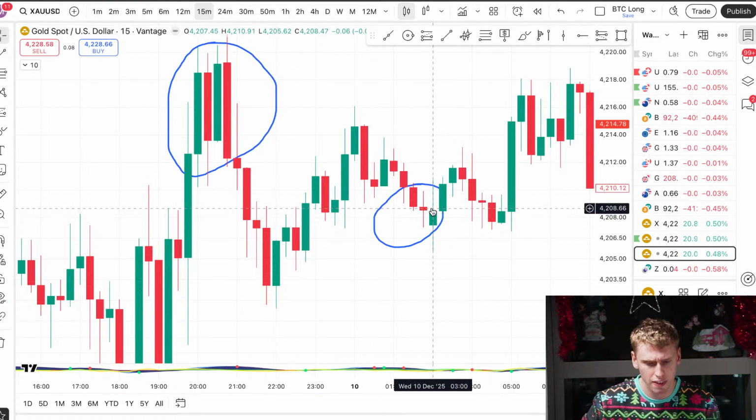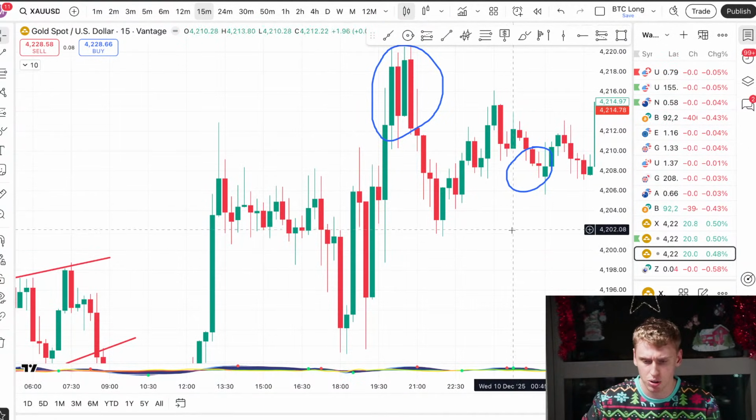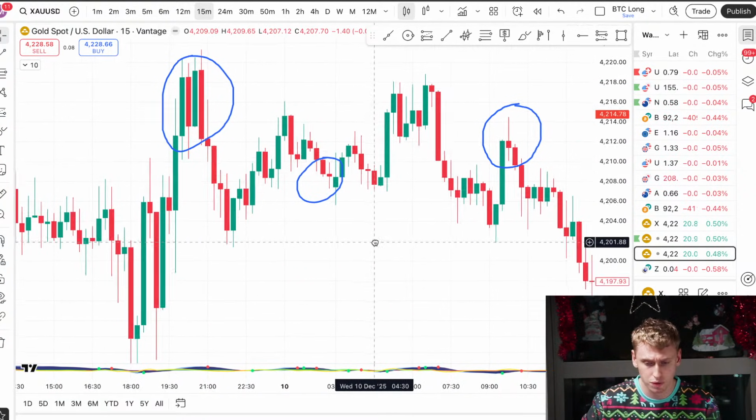Okay, I'm seeing a doji here that shows indecision. We're getting indecision on the downtrend after a clear move up. This might be an area to look for buys now.